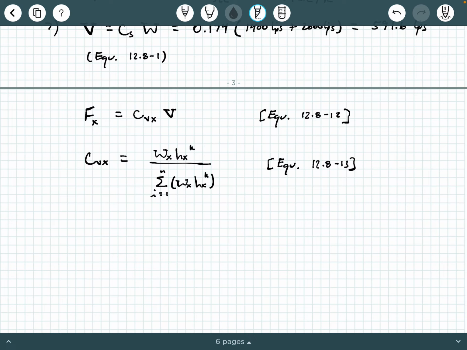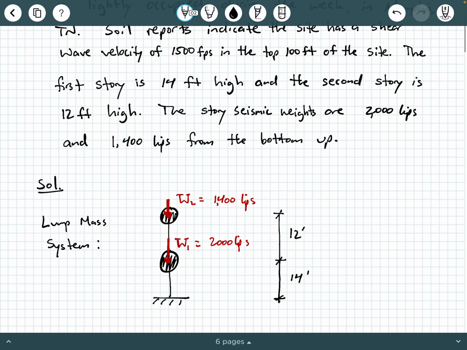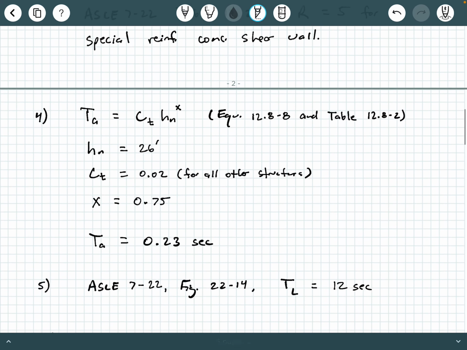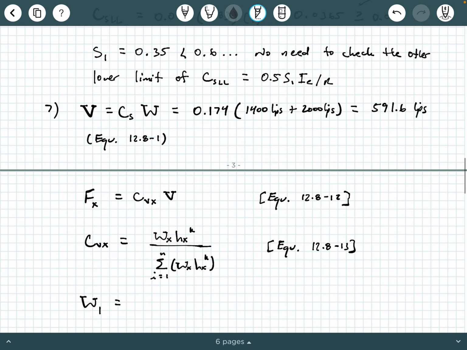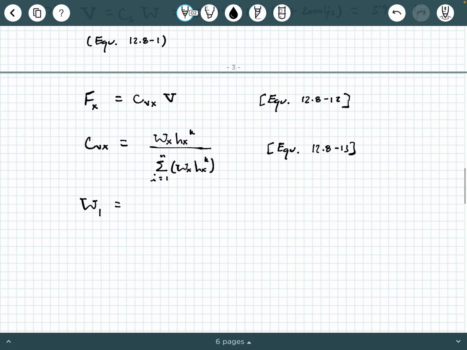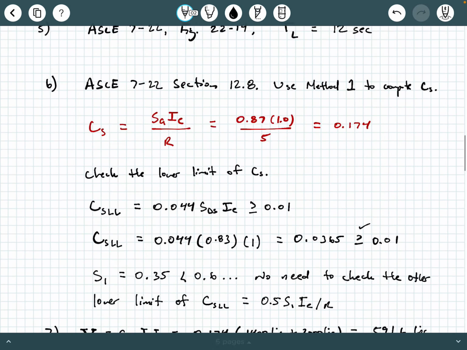So let's go ahead and collect our values here. W1 was equal to what? If I scroll all the way back up, W1 is 2,000 kips. W2 is 1,400 kips, okay? And what is that H1 again? H1 was 14 feet, okay? W2 is your 1,400 kips. And what about H2? Let's go back and look at it.